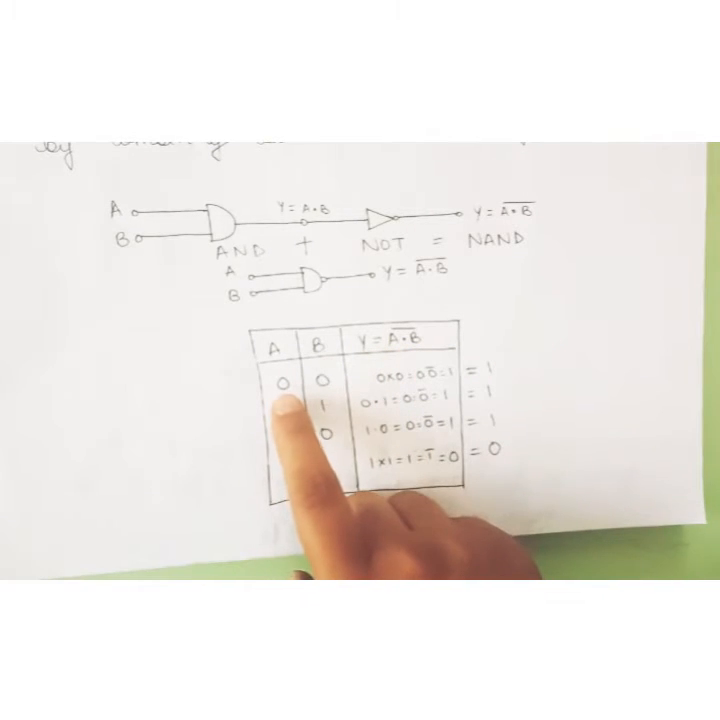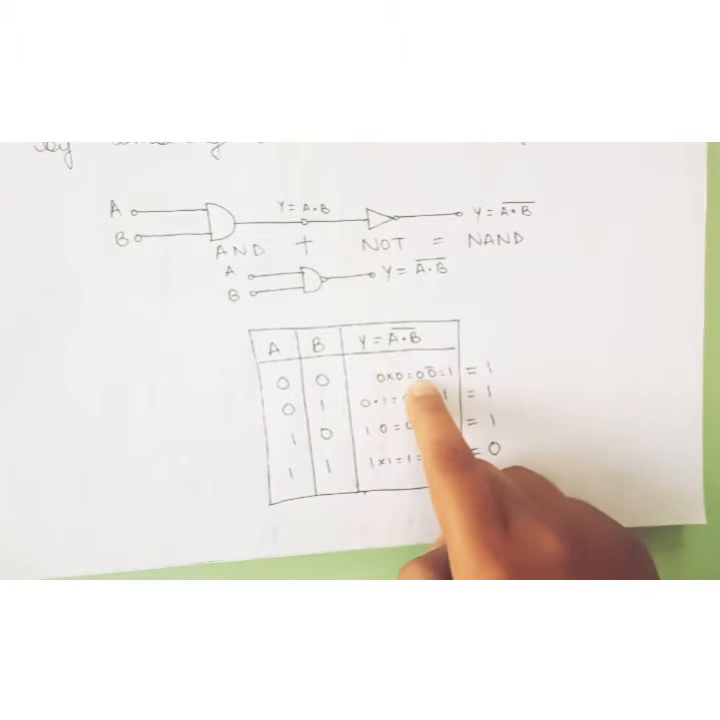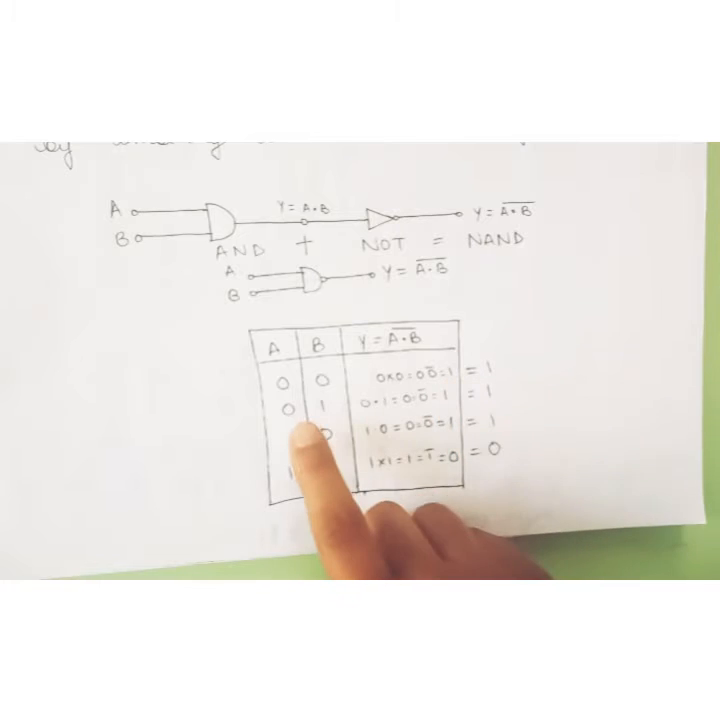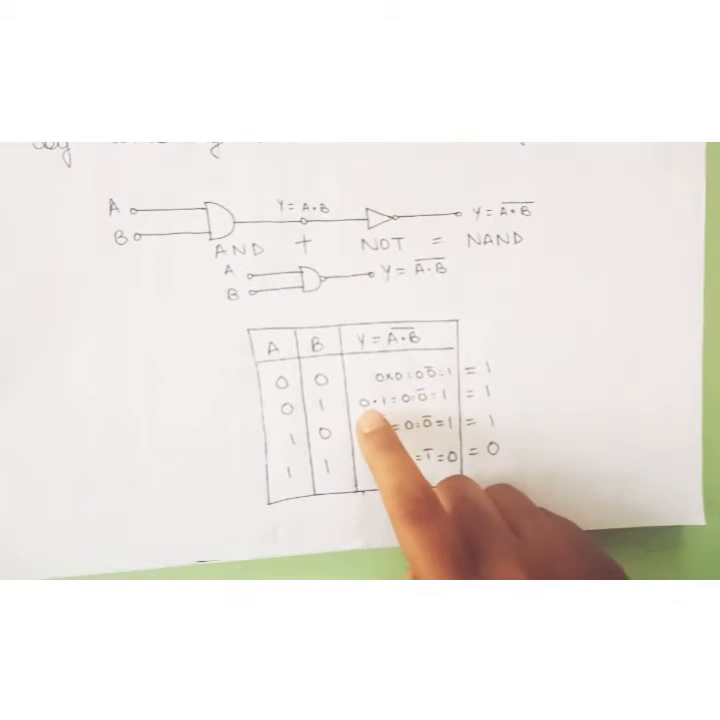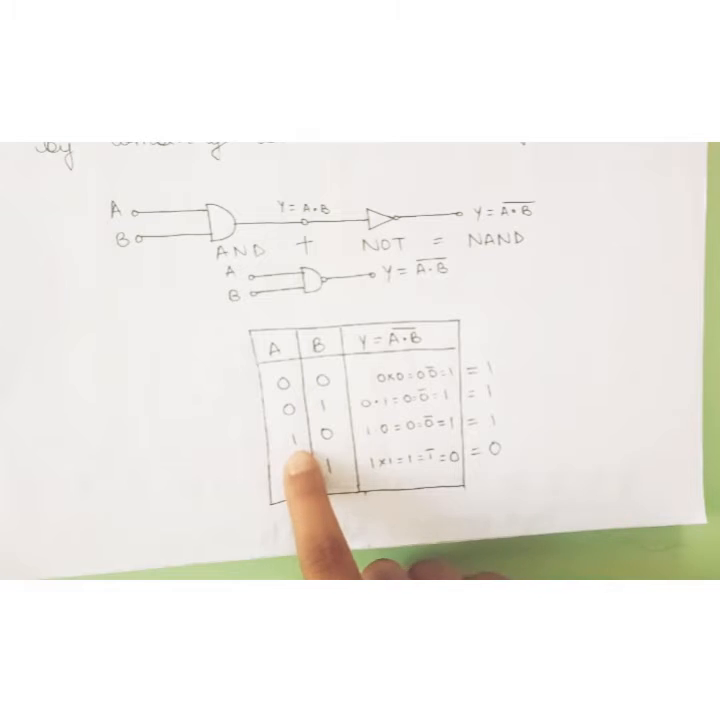So if we give the inputs as 0 0, then our output will be 1. That is, 0 into 0 is 0 and 0 bar is 1. Next, if we give the input as 0 1, then the output will be 1 because 0 into 1 is 0 and 0 bar is 1. Next, if we give the input as 1 0, then the output is again 1 because 1 into 0 is 0 and 0 bar is 1. Now, if we give the inputs as 1 and 1, then our output will be 0 because 1 into 1 is 1 and 1 bar is 0. Hence, this is the operation of NAND gate.